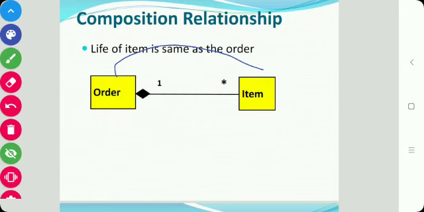It means if the whole is created, parts are created. If the whole is destroyed, parts are destroyed. Like order, if an order is created, items are created. If the order is destroyed, items are destroyed. And the composition relationship is represented by this filled diamond symbol.